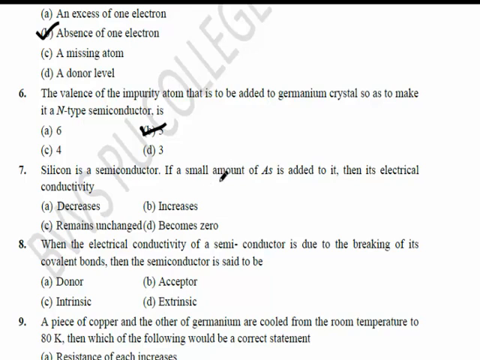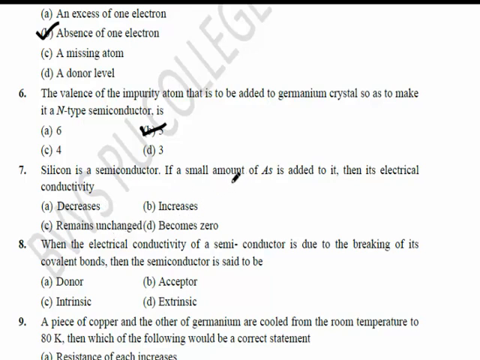Seventh one, silicon is a semiconductor. If a small amount of As, that is arsenic, is added to it, what happens to the electrical conductivity of the silicon? Whether it decreases, increases, remains unchanged, or becomes zero?